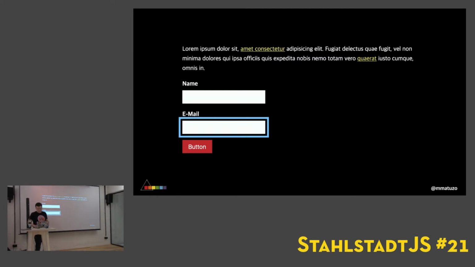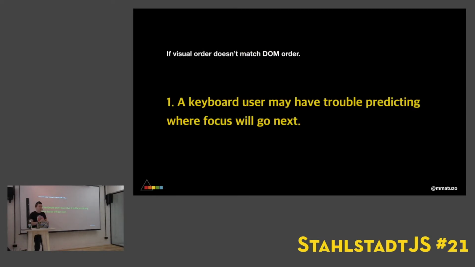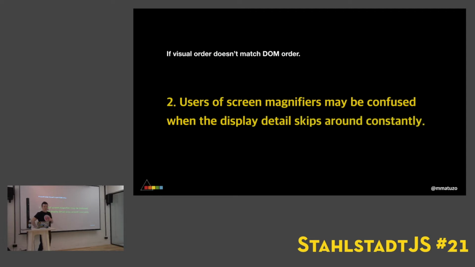It's a problem for, as already mentioned, keyboard users because they might have trouble predicting where focus will go next, but it might also be an issue for users of screen magnifiers because they might be confused when the area that's zoomed in skips around a lot.